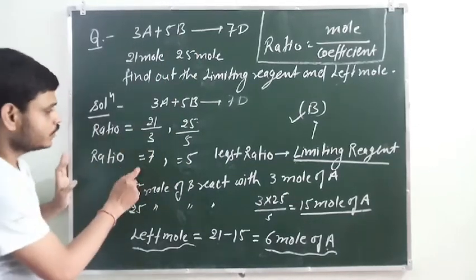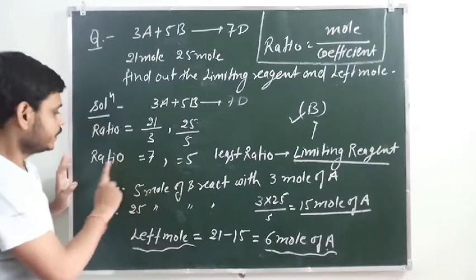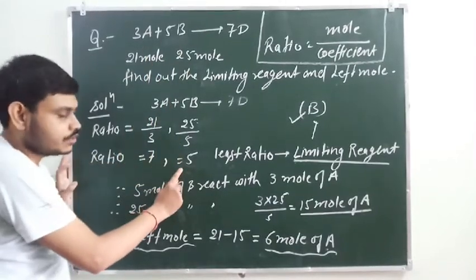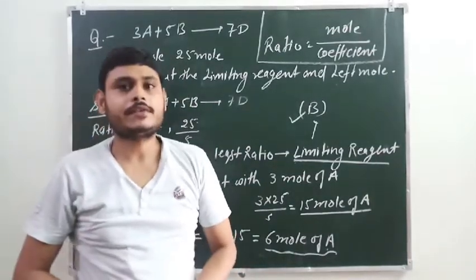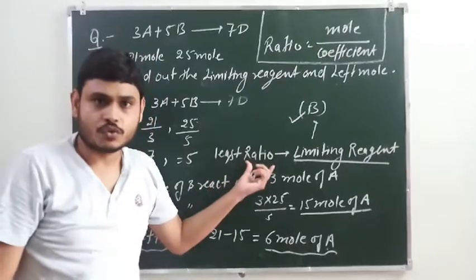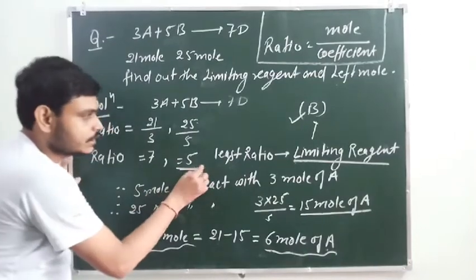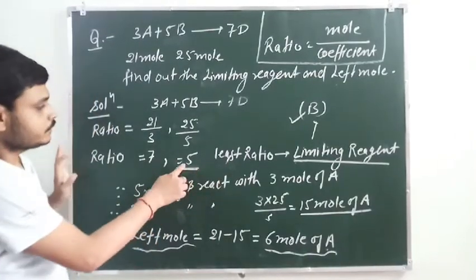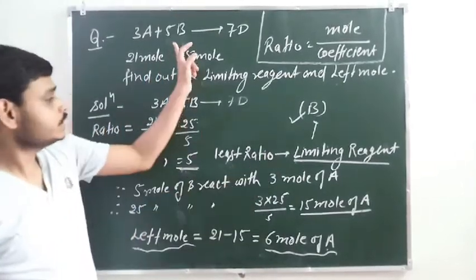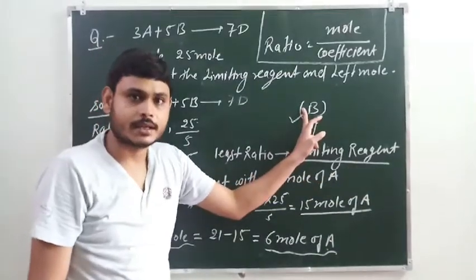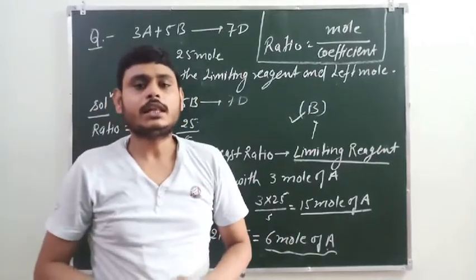Finally, we get the ratio of A equal to 7, and the ratio of B equal to 5. We know that the reactant with the least ratio is the limiting reagent. So 5 is the least ratio, and 5 is the ratio of reactant B. So B is the limiting reagent. Clear?